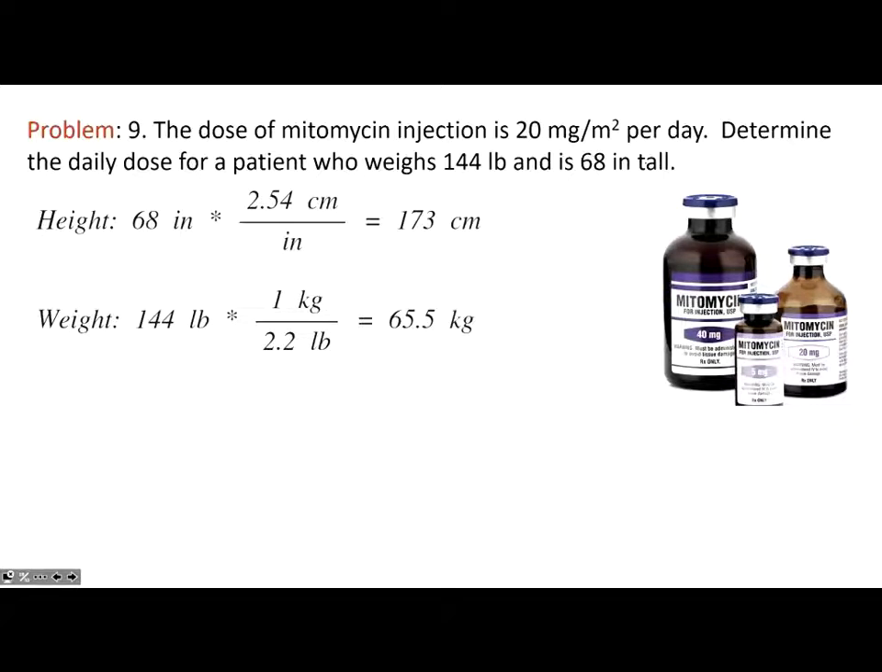Okay? I'll start with the height. So 68 inches in height, multiply by the conversion factor of 2.54 centimeters per inch. Inches cancel, and you get 173 centimeters. Do the same thing for pounds, and again, hopefully this is pretty straightforward. You take the 144 pounds times 1 kilogram over 2.2 pounds, pounds cancel, and you get 65.5 kilograms, all right?